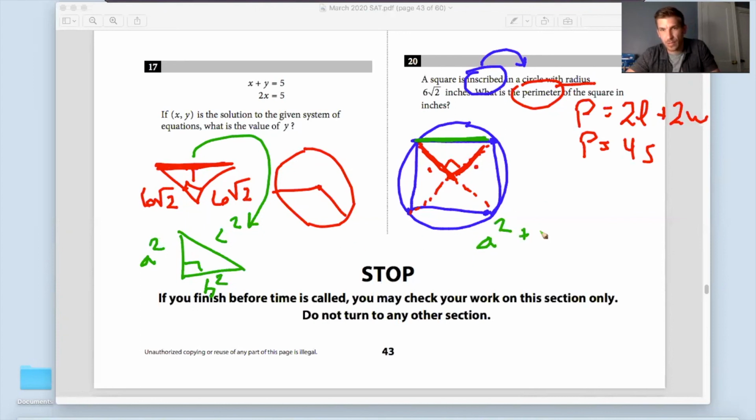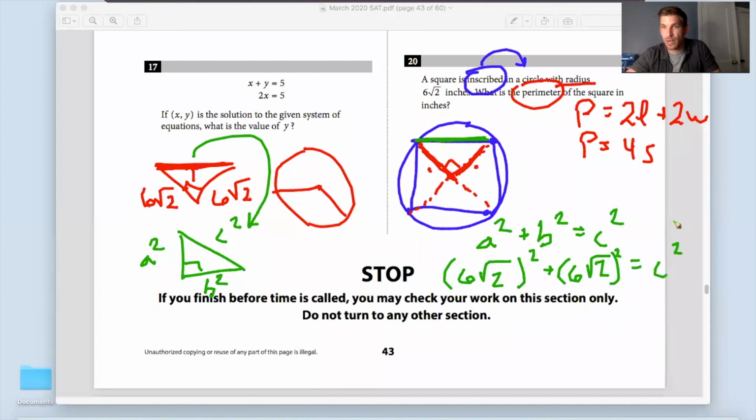I'm going to do a squared plus b squared equals c squared. And I'm going to do (6√2) squared, and remember to do squared, right? And plus, and this is the same, (6√2) also squared. And then this is going to equal c squared.